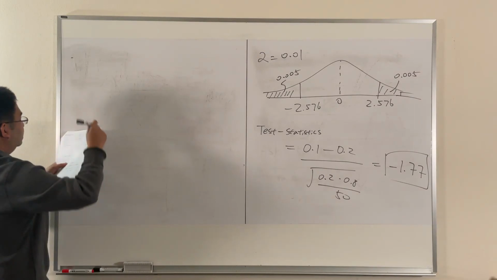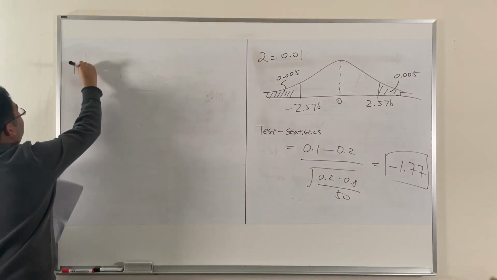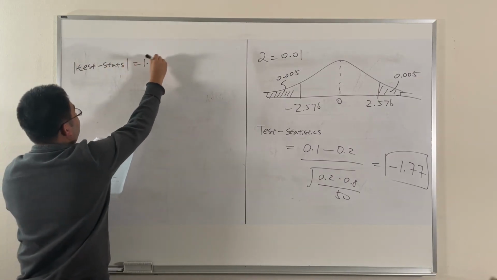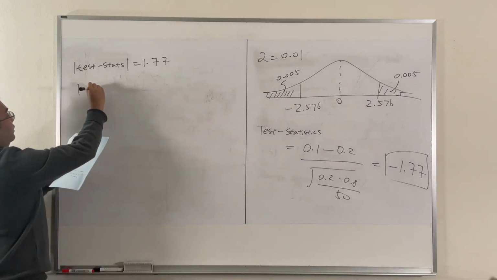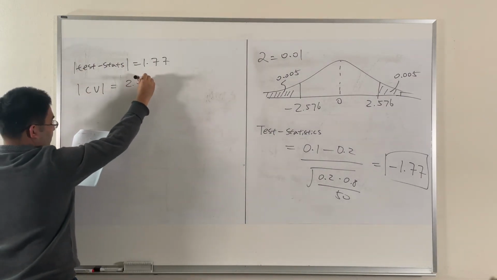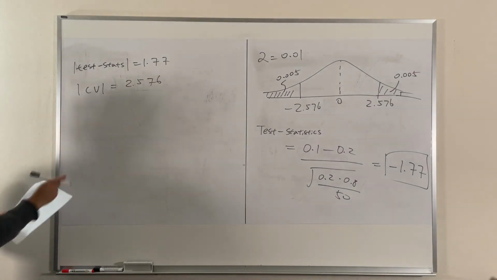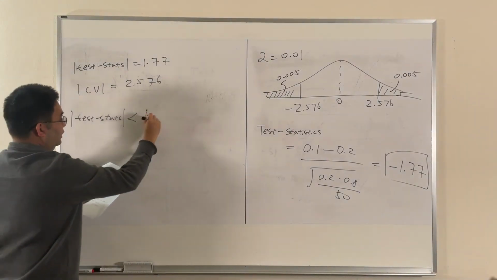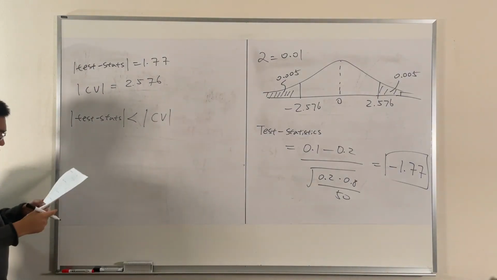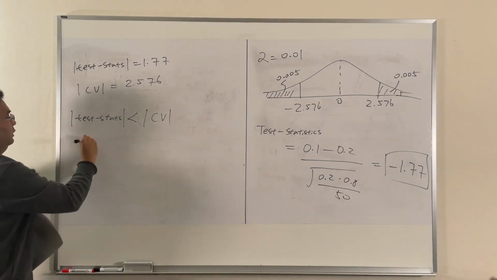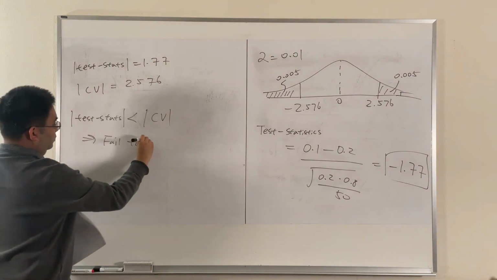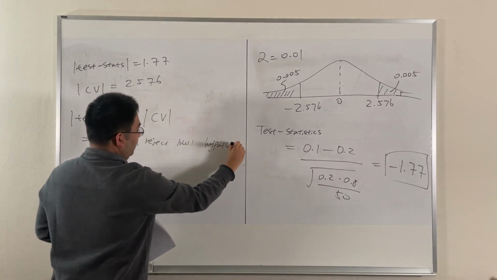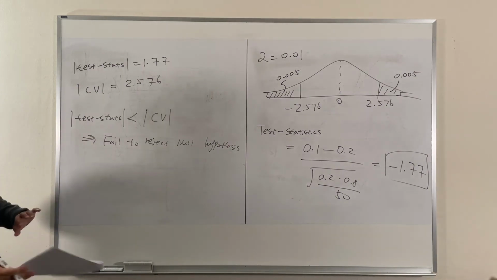Our test statistic in absolute value is 1.77, and our critical value in absolute value is 2.576. We're going to compare these two values. We see our test statistic is less than our critical value, so it's smaller than the critical value. The conclusion is that we fail to reject the null hypothesis, which means that the null hypothesis might be true.